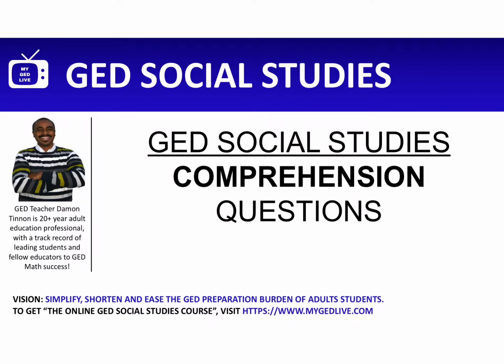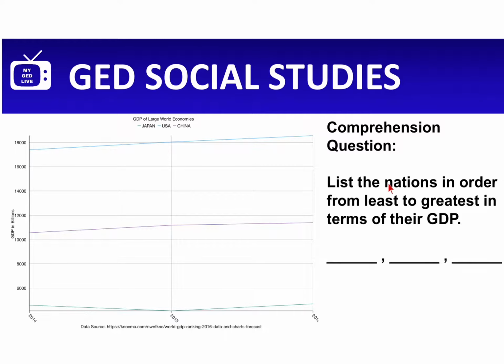So let's go ahead and jump into comprehension questions. On the screen here, you see a typical GED styled social studies question. You see some type of visual prompt. In this case, you have a chart that's giving us information, and we'll come back to that in a second. And then you have a question, or a direction in this case: list the nations in order from least to greatest in terms of their GDP.